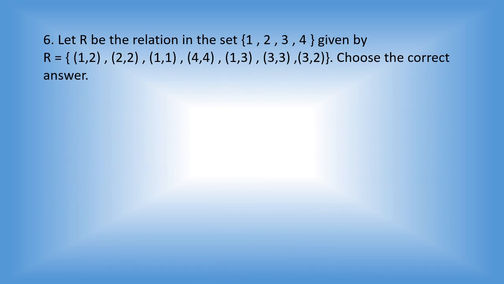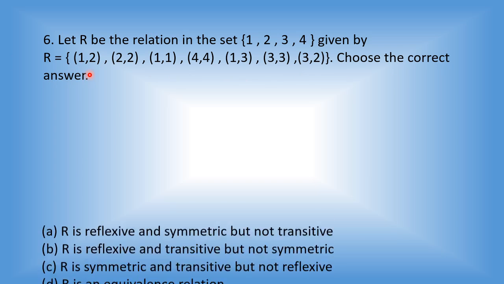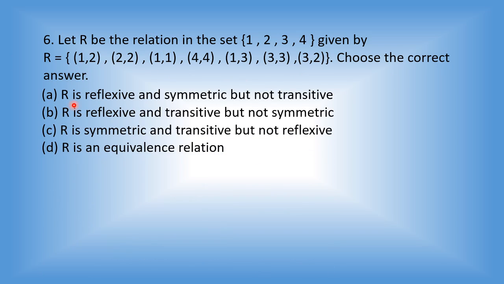Next question will be, let R be the relation in the set having the elements 1, 2, 3, 4 given by R. The relation R having the elements, these are the elements here. So choose the correct answer. That is, we have to check whether R is reflexive and symmetric but not transitive. Second option is R is reflexive and transitive but not symmetric. R is symmetric and transitive but not reflexive, and the last one is R is an equivalence relation.